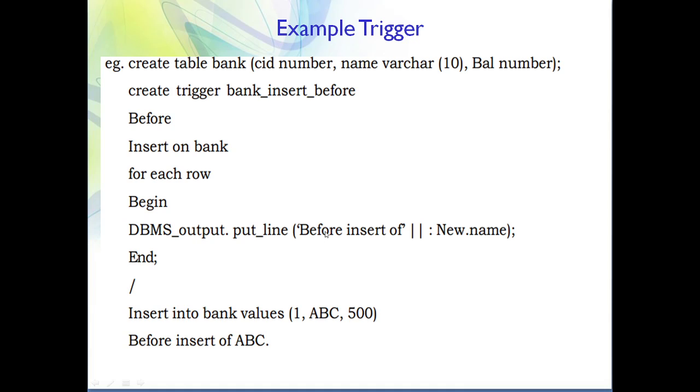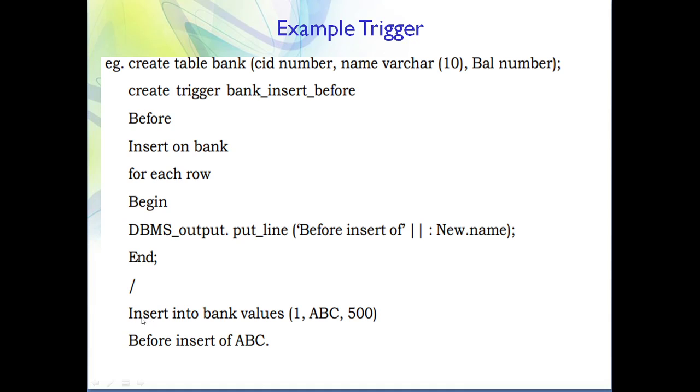And here I am displaying the message before insert of new dot name, means I want to display the name which is going to be inserted into a table. And then this end represents the end of this particular trigger. So this is how you can create a trigger. Here I have just created table bank, then I have created a trigger, then I try to insert data into a table.